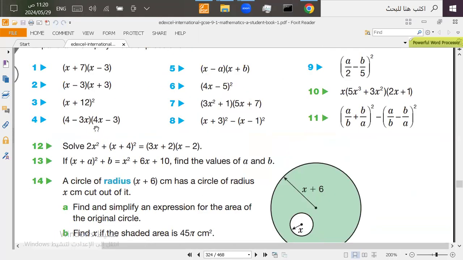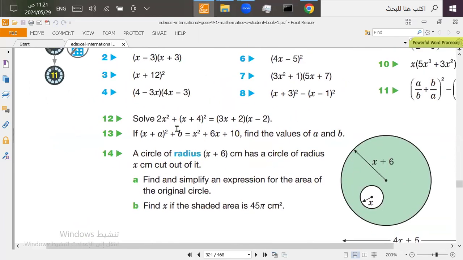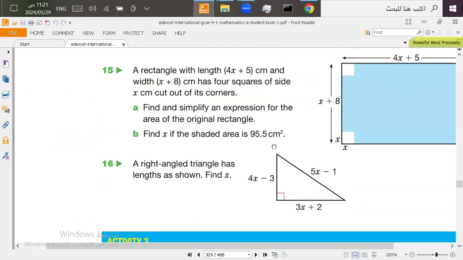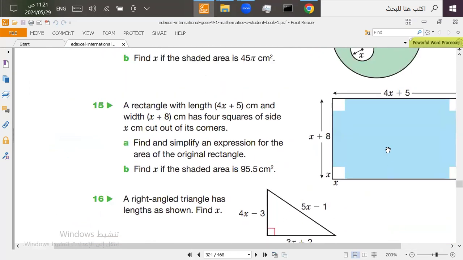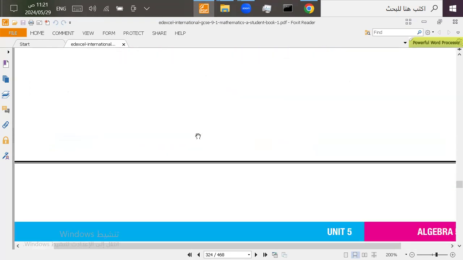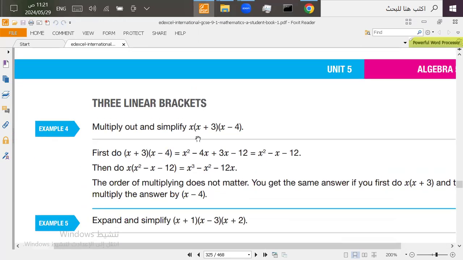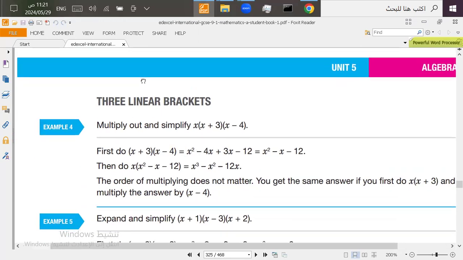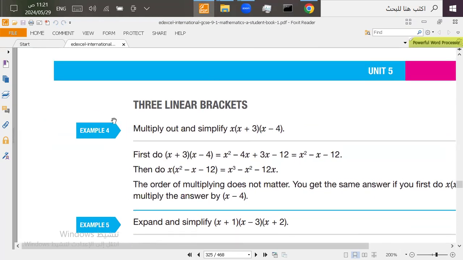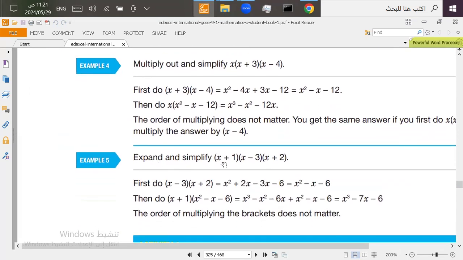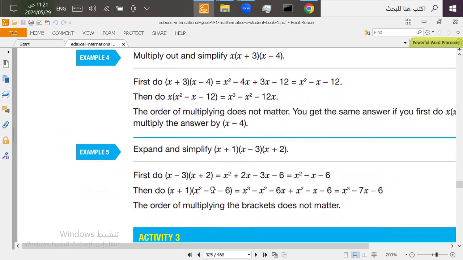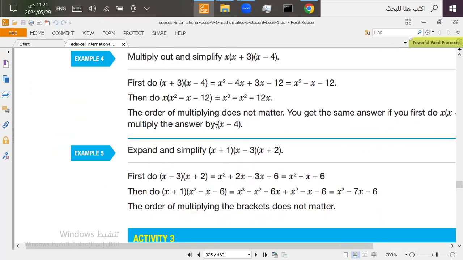I think this covers the whole thing about expanding and the rules of expanding. These ideas are the same. You just have to understand the rules of the areas and how to use them. Now we're going to go through the lessons and try another lesson, which is the 3 linear brackets. Now, 3 linear brackets means what? It means you have 3 brackets like this. So you're supposed to expand the first bracket and then take the answer and use it to expand with the third bracket. This is the idea of expanding 3 linear brackets.